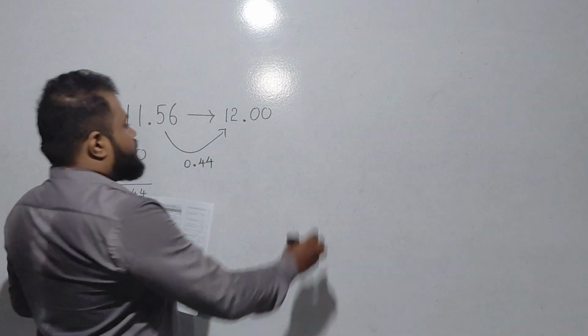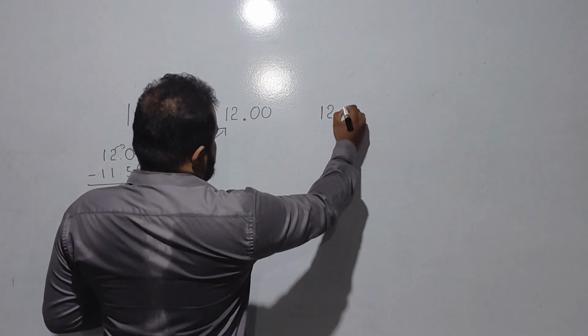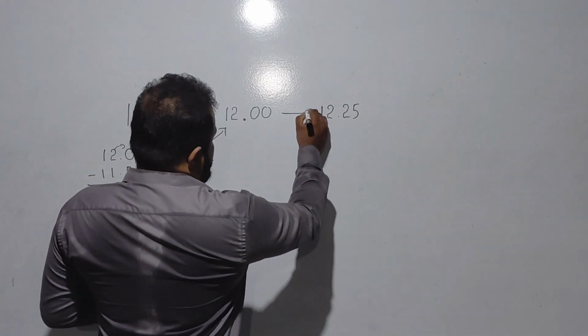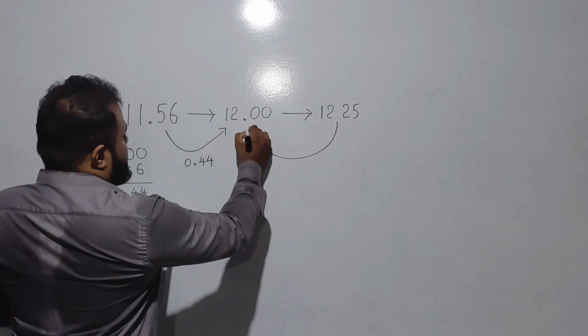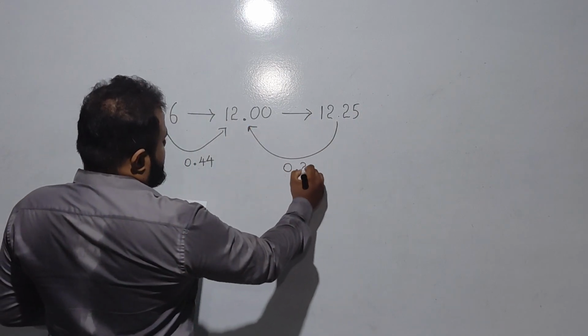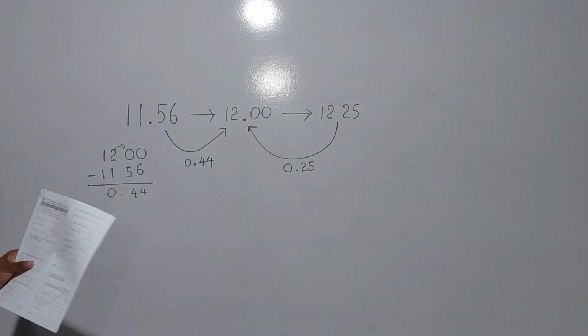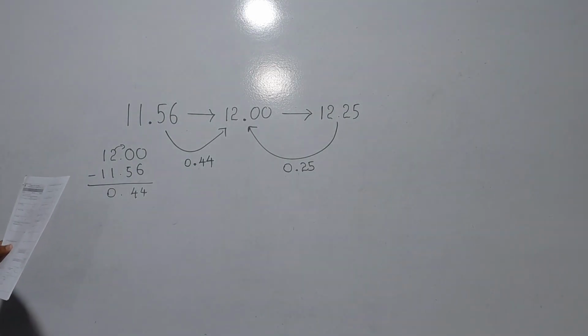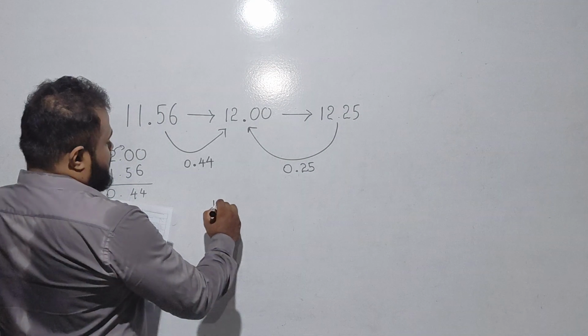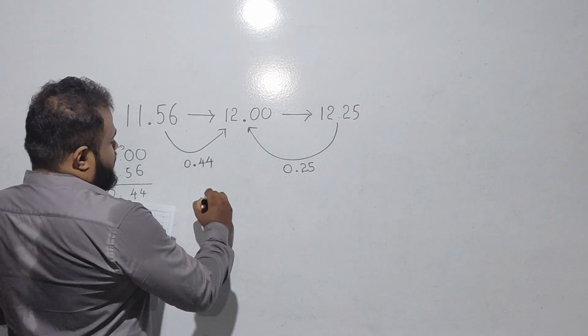Then the other value, 12.25. The gap between 12.25 and 12 is 0.25. So the closest term is 12.25. So we are taking 3.5 as the first approximation of the square root of 12.